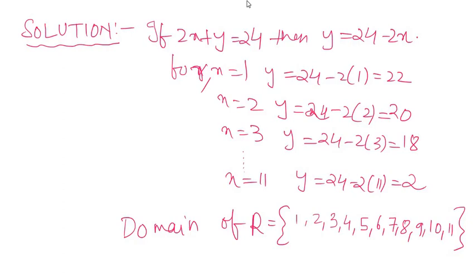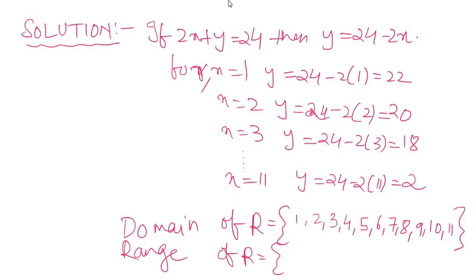How can you find the range of R? Range of R is nothing but the value of y, 24 minus 2x. So if you put the corresponding values of x, you will get the range. From x equal to 1, you will get 22. For x equal to 1 it is 22, and for x equal to 11 it is 2. So you can get it as 2, 4, 6, 8, 10 and so on till 22.